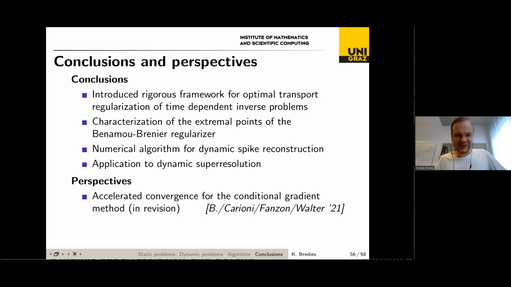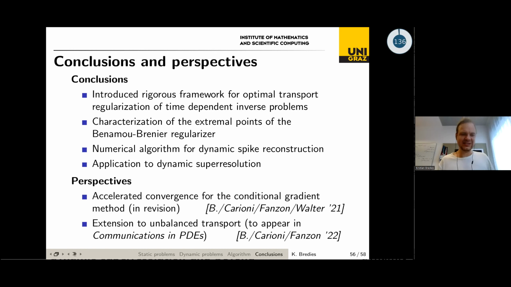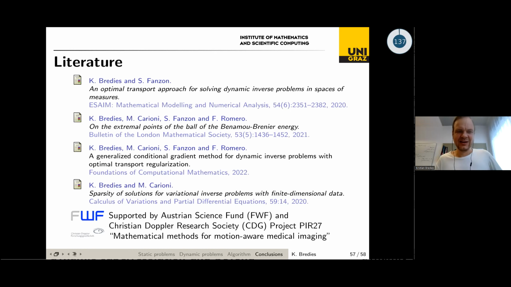What we can also do is think about a lot of further directions. For instance, this accelerated convergence is something that we were working on. I showed you that we have a proof, but the proof is at the moment not published. And of course, the extension is unbalanced optimal transport, where the characterization of extremal points can also be made, and we have a whole bunch of perspectives. Okay, I would like to point out this literature here.